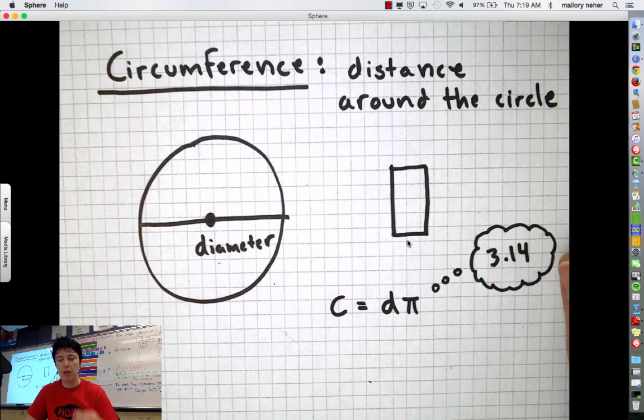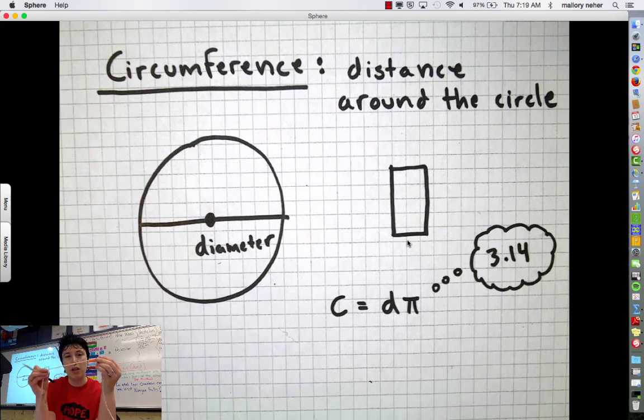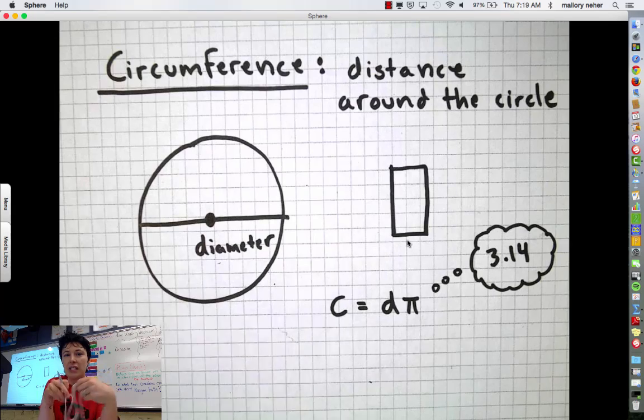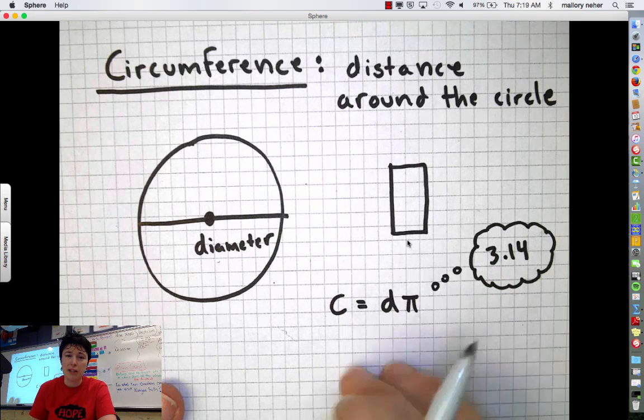So you can go around with a piece of string to any perfect circle and measure it, and the diameter times pi will always be the same as that string measurement every single time if it's a perfect circle. So it's really an interesting thing. In the math world, we find it really fascinating, this weird number pi. So the easiest way to do these problems is to memorize this formula.